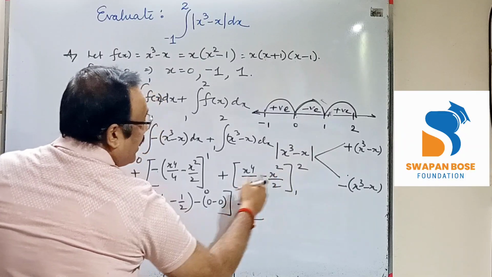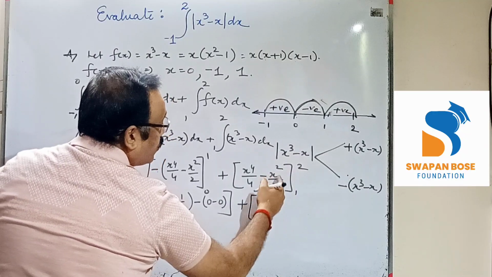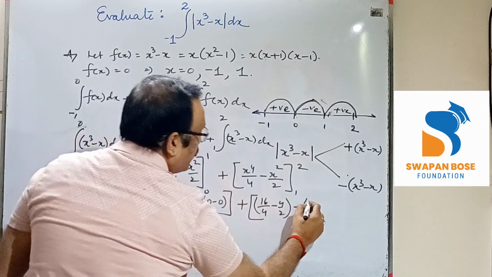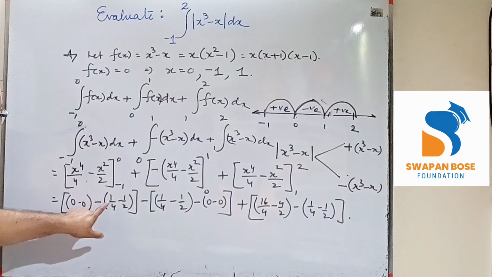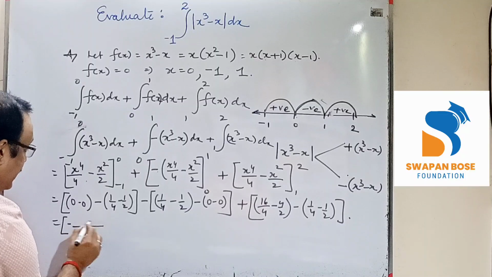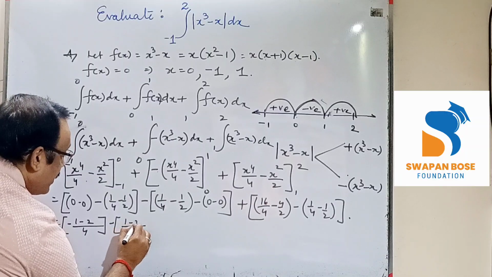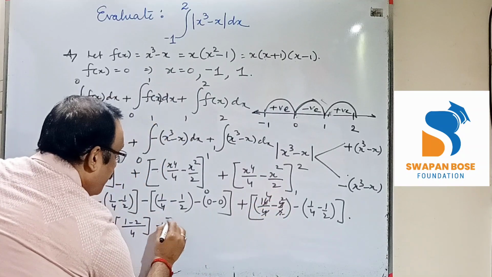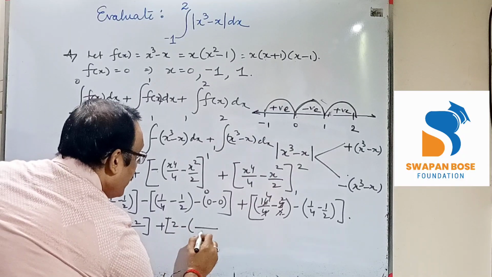For the last one, the upper limit is 2. 2 to the power 4 is 16, so 16 by 4 minus 2 square by 2, that is 4 minus 2, which is 2. Then minus the lower limit, 1 to the power 4 by 4 minus half, that is 1 by 4 minus 1 by 2. Taking 4 as the LCM, we get 1 minus 2 over 4.